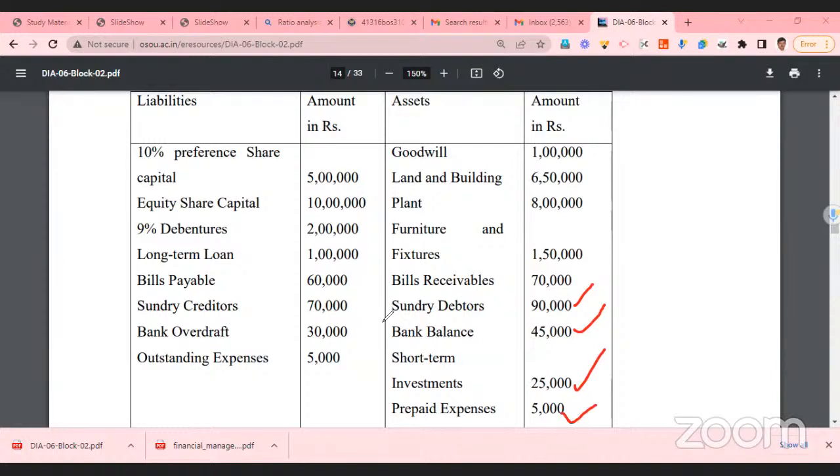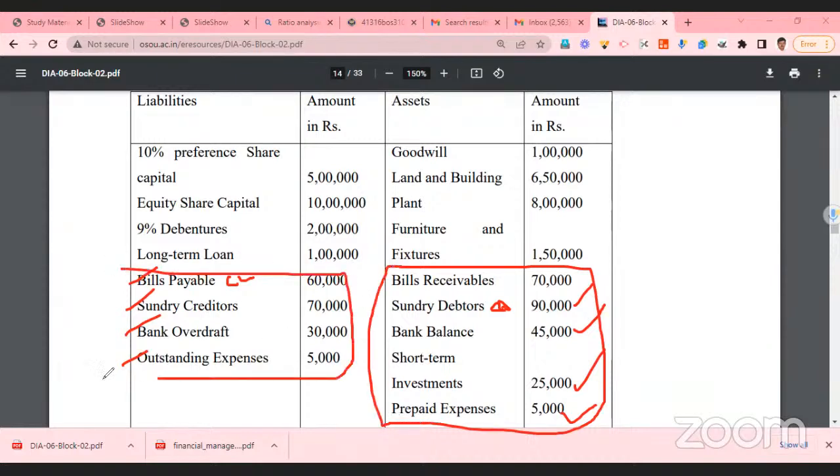So what you can do is write down CA here. These are the current assets. What are the current liabilities here? CL, current liabilities: bills payable, sundry creditors, bank overdraft, and outstanding expenses. Now you can calculate one simple ratio, this total by this total. What is the ratio? CA by CL, current assets by current liabilities. One ratio is over.